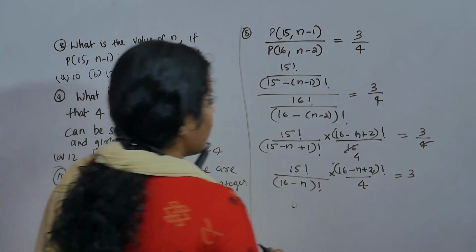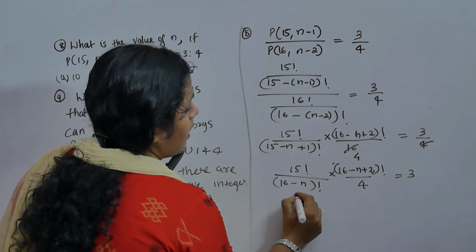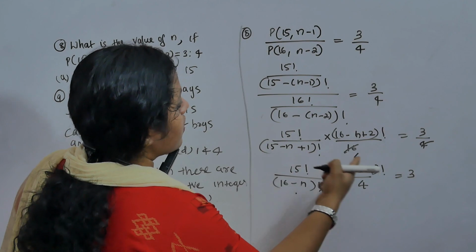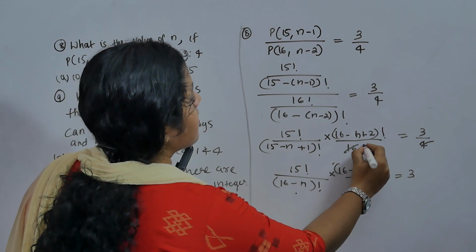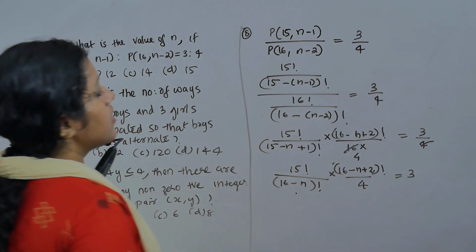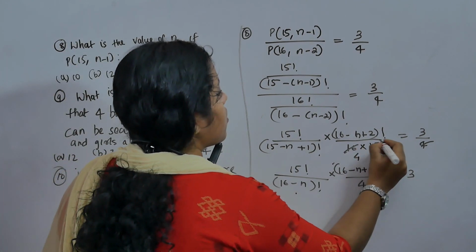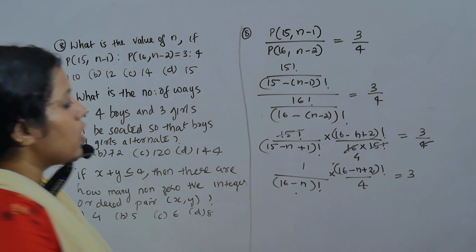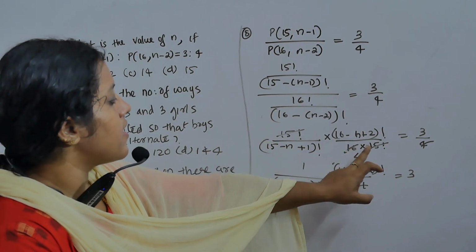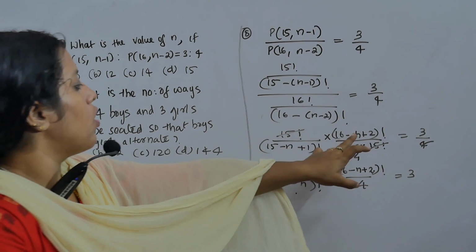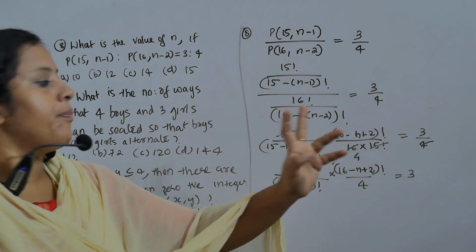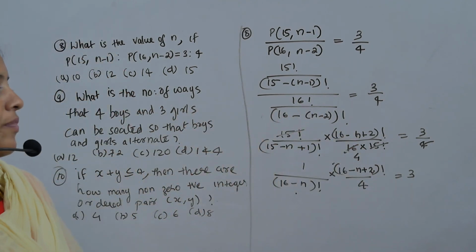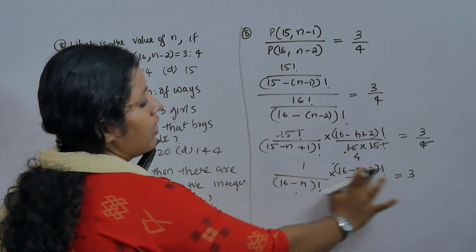Okay, now what I'll have, I can write this is 16, sorry, this is 16 into 15 factorial. So we got cancelled this one, we have only one here because 16 I can write it as 16 into 15 factorial. So 15 and 15 will go. Now 4 is there. Okay, so we'll have only this much.